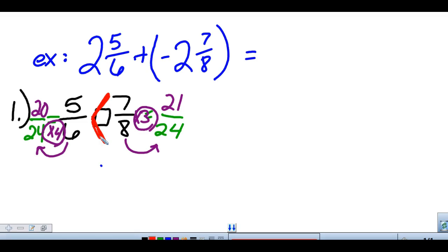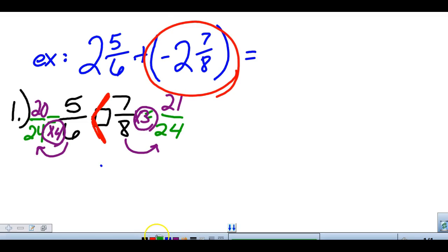21/24 is the larger. That means -2 7/8 is our largest absolute value. So we're going to circle that and identify that as our larger one so that we can utilize that information later on.